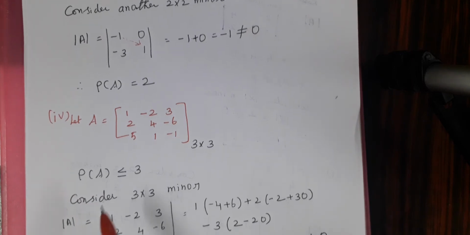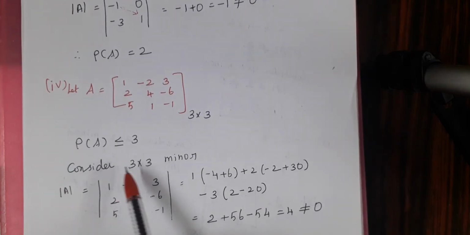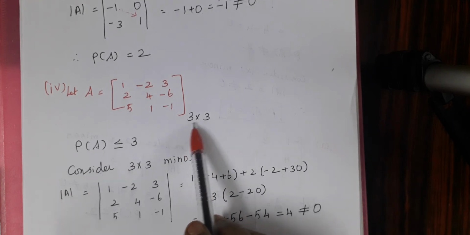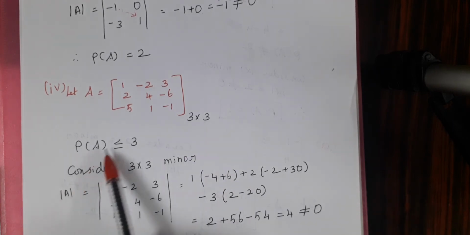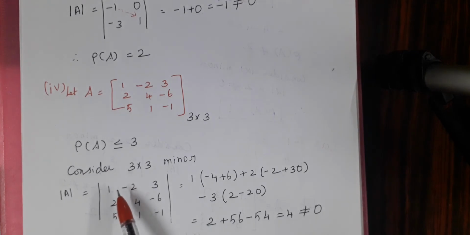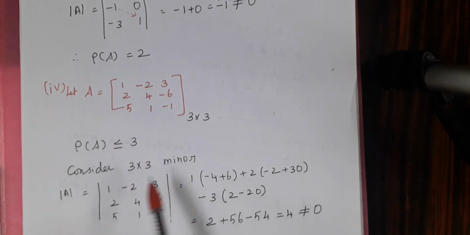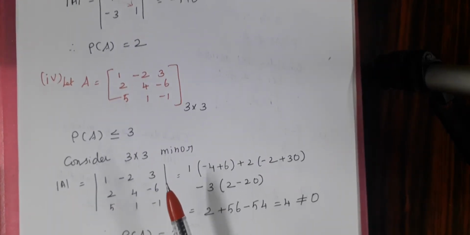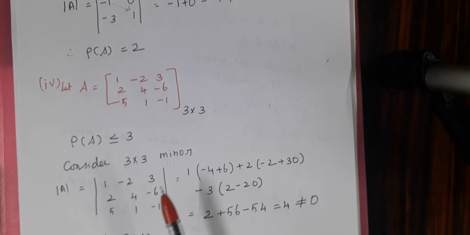What is the rank? Rank is less than or equal to 3, because there are 3 rows and 3 columns, both are 3. Therefore, the rank is either 3 or less than 3. So, here already for the previous sums, we selected the 2 by 2 minor. Here we select the 3 by 3 minor because the question itself is given as 3 by 3. Now we are able to select a square matrix, the 3 by 3 minor.